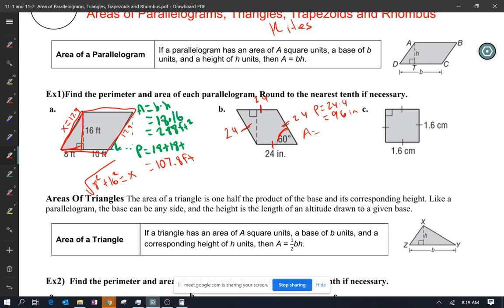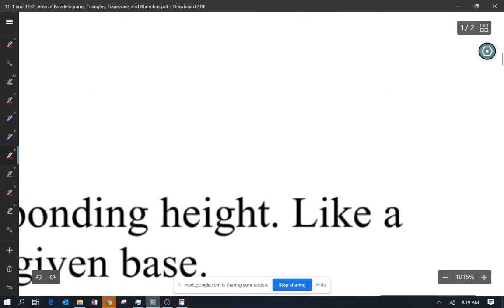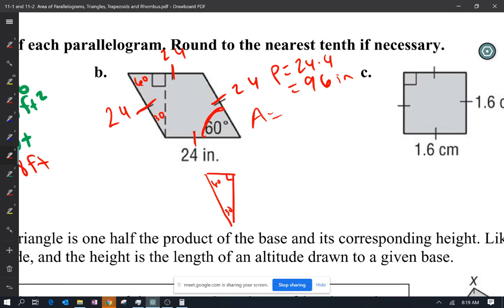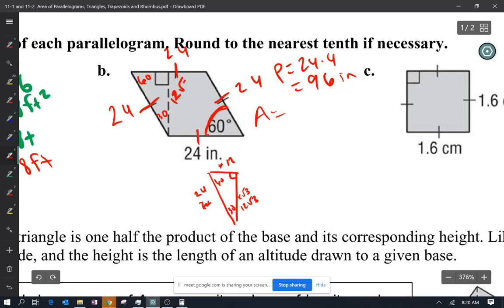Area. All right, this is harder, because if this is 60, then this is 60, right? Which makes this a 30, 60, 90 triangle. So I'm going to blow it up, but not that big. All right, so let's look at this 30, 60, 90 triangle real quick. Remember the 30, 60, 90. This is x, this is 2x, and this is x root 3, right? So this is 24. So that would make this 12, and that would make this 12 root 3, right? Okay, so this is 12 root 3.